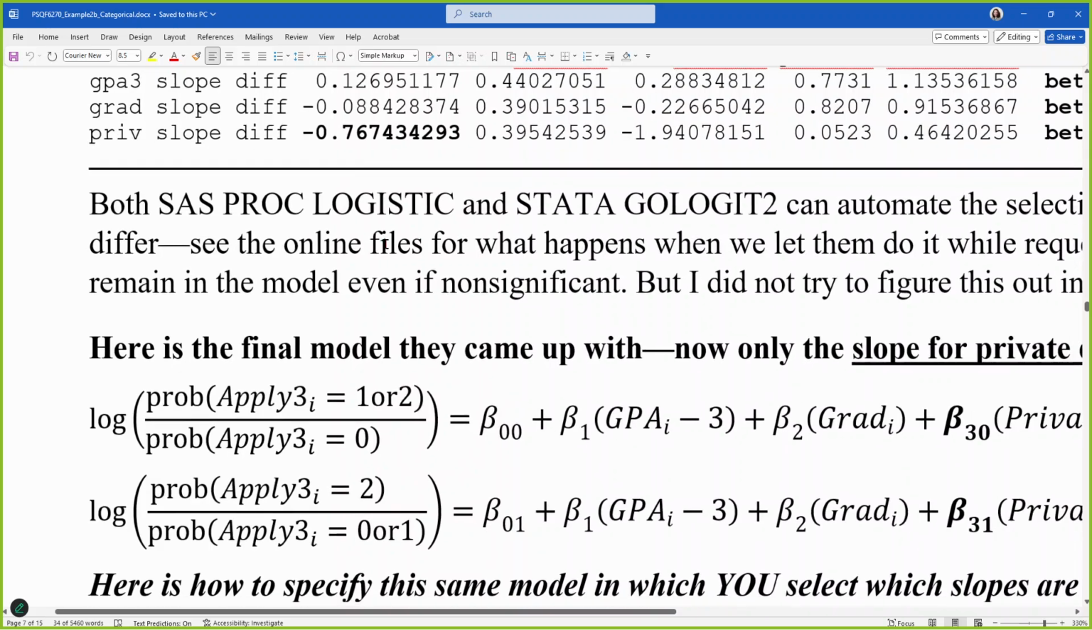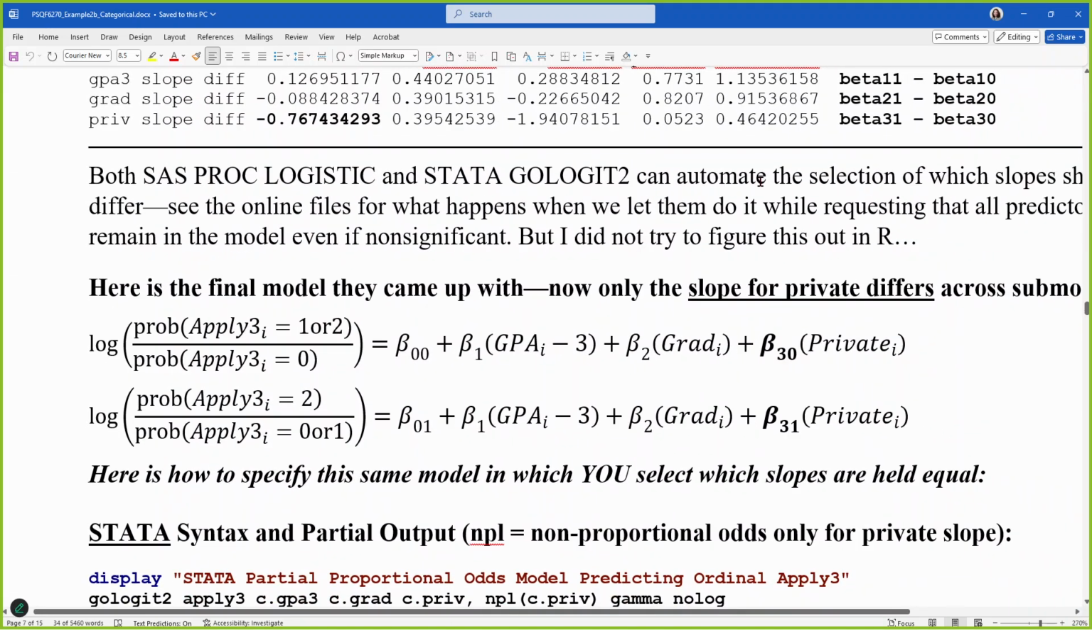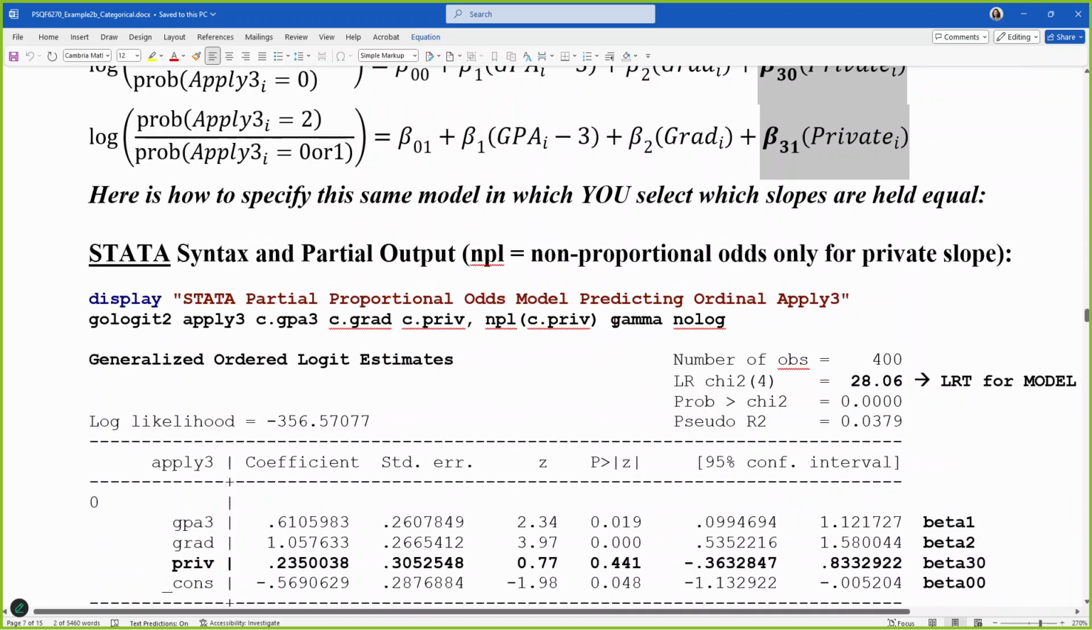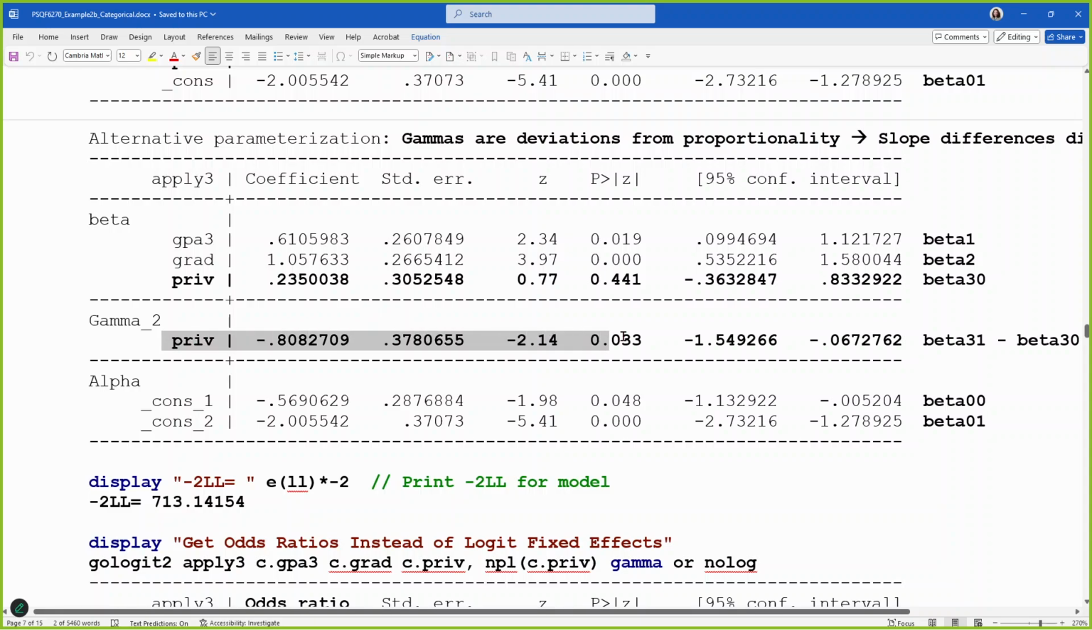However, SAS Proc Logistic and Stata gologit2 have routines by which to automate the selection. You can ask it to figure out what the optimal combination is of which ones want to be different and which ones don't. So I ran those. I could not find it in R. And it came up with a hybrid. Interesting. It wants private to be different. It wants the others to be the same. And interestingly, at least to me, once you force the others to be the same and the only one that's allowed to be different, then the difference is indeed significant. So the inference changes.